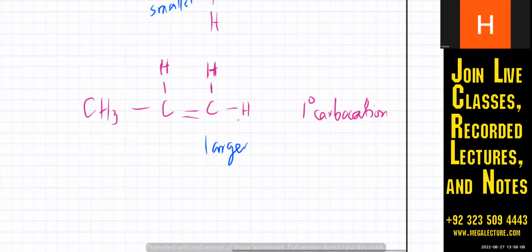Yes, sir. Which is why it's very hard to form a 1-degree carbocation, because a 1-degree carbocation does not like to form. The carbon does not like a 1-degree carbocation. You steal the electrons from the double bond, and you end up with a very big positively charged, high charge density carbocation.